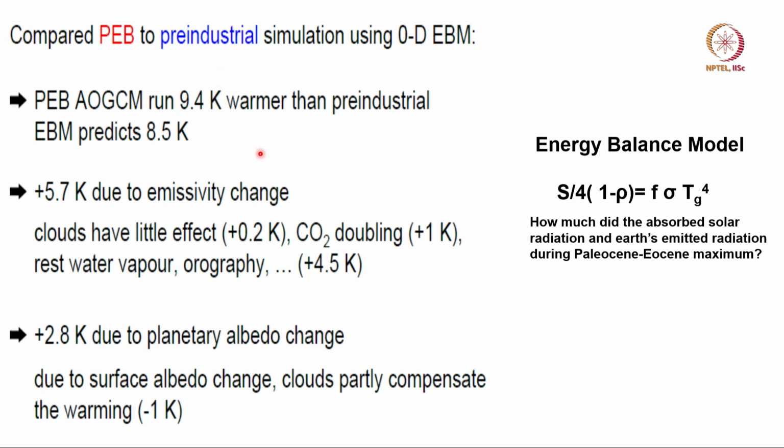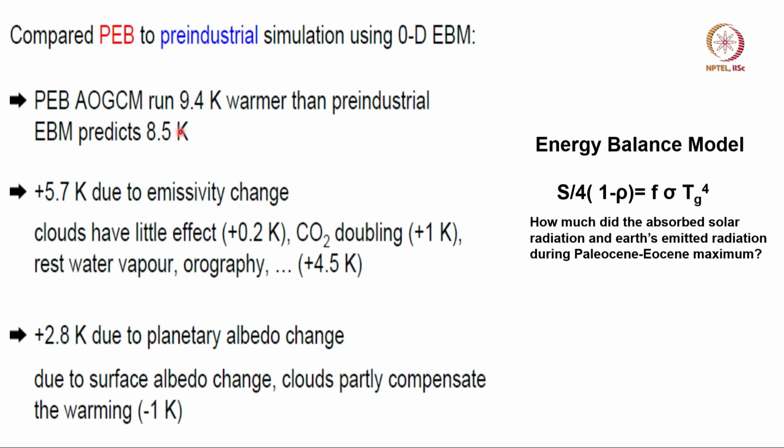If you run a simple model of the kind discussed in the last two lectures, the energy balance model, you will not get the same answer because the model is simple. You will get close to the answer, within 1 degree. Now we can ask whether this 8.5 change is due to change in emissivity or change in albedo. Based on the energy balance model, we can show that 5.7 Kelvin change is due to change in effective emissivity, this term, and 2.8 degrees is due to melting of ice and changes in albedo and clouds.